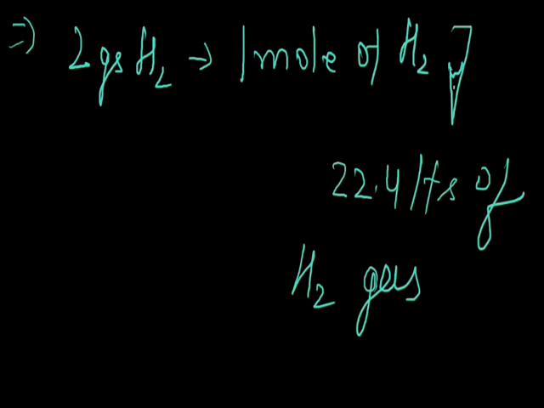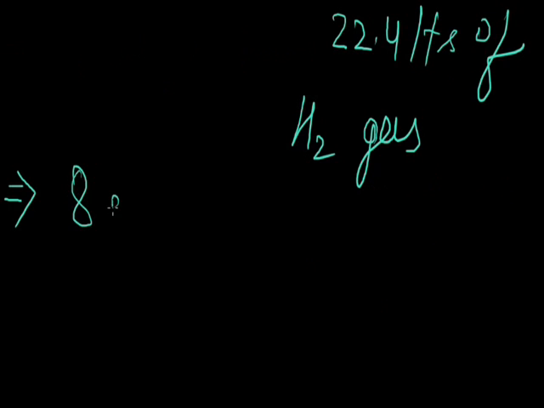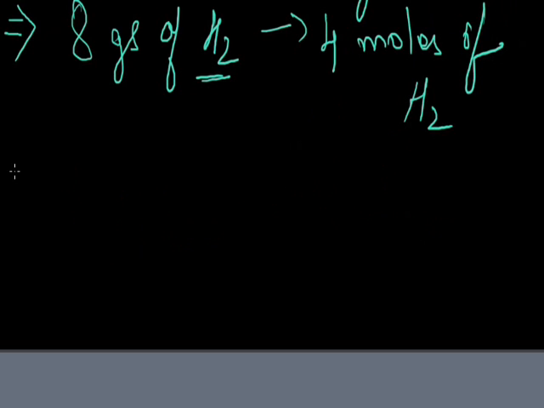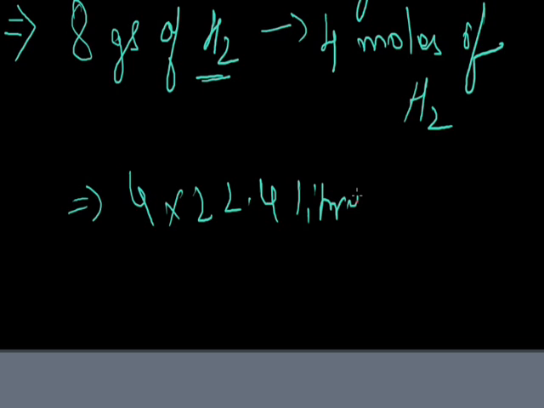Simply, if we represent 8 grams of hydrogen, if we calculate it, it will become 4 moles of hydrogen. We know that the volume of 1 mole is 22.4 liters, so here it consists of 4 moles, so the volume will be 4 into 22.4 liters. So it will be about 89.